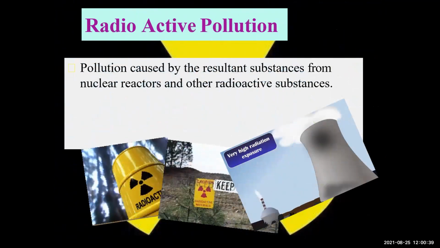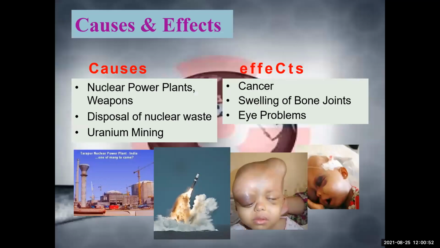Radioactive pollution is the pollution caused by resultant substances from nuclear reactors and other radioactive substances. This involves very high radiation exposure. This is radioactive pollution. Now, causes and effects: what are the causes of radioactive pollution? Anyone?